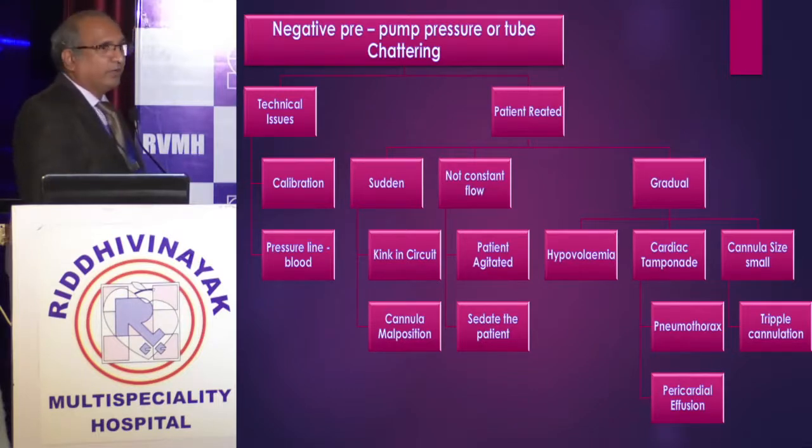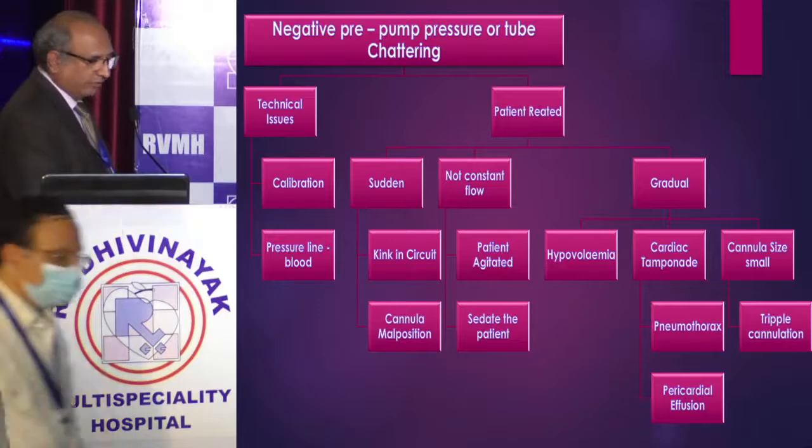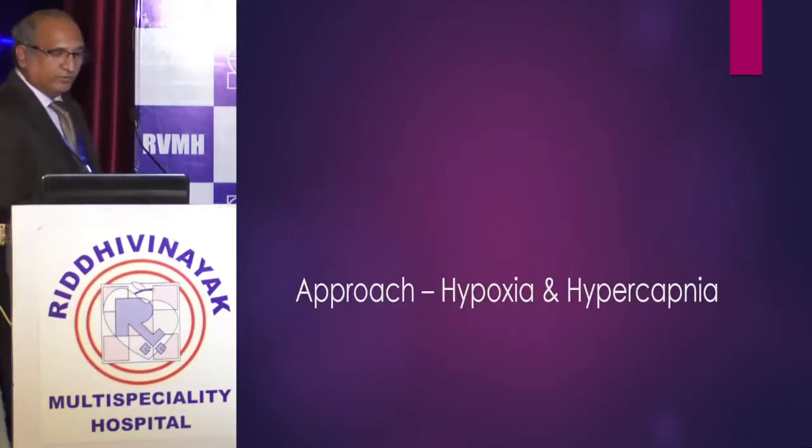If it is not constant, fluctuating the way you have shown, with chattering, the flow fluctuating, usually the patient is agitated and you have to sedate the patient. If the flow is slowly decreasing, that means it is either hypovolemia, cardiac tamponade, or the cannula size is small. Tamponade can be because of pneumothorax or pericardial effusion. You have to diagnose and treat it. And if nothing helps, you have to think in terms of putting in an additional drainage cannula, especially if the cannula size is small.